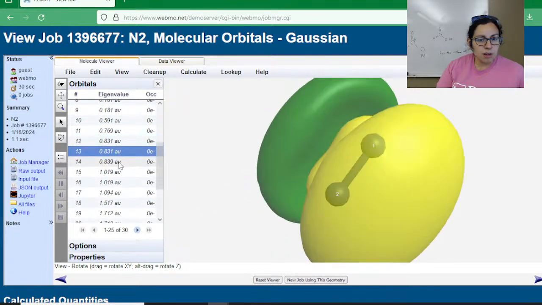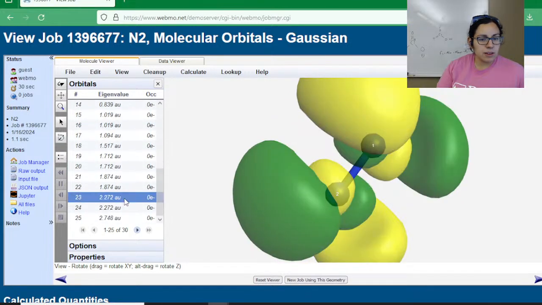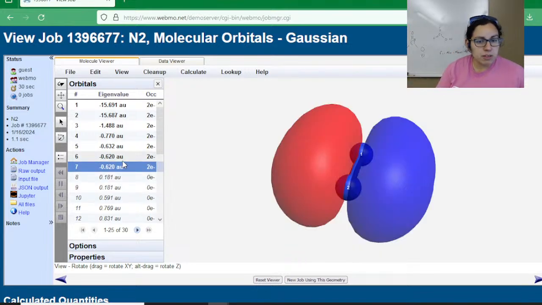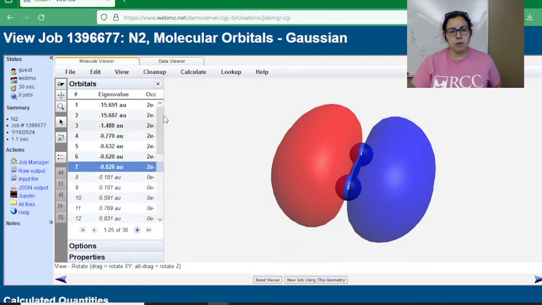And it does go on and on and on with the theoretical orbitals, so just be aware of that. It's going to show you a lot of stuff, but you can still extract what you want to find out from it.